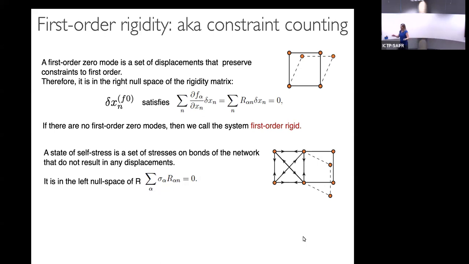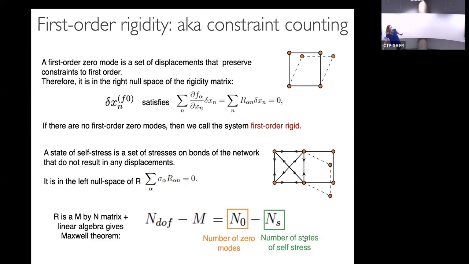If you're not, it's totally okay. This takes a little bit of time if you've never seen it before. But then the nice thing is all of jamming physics, the physics of squishy spheres, is first order rigidity, because if you apply the rank nullity theorem to this rigidity matrix, it basically tells you that the number of degrees of freedom minus the number of constraints have to equal the number of zero modes minus the number of states of self-stress. This is called Maxwell-Calladine constraint counting.